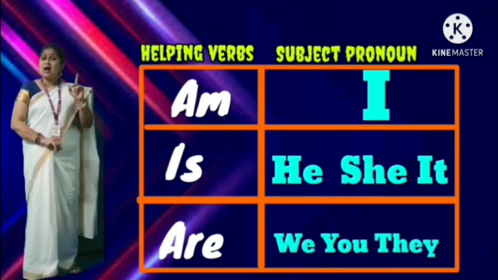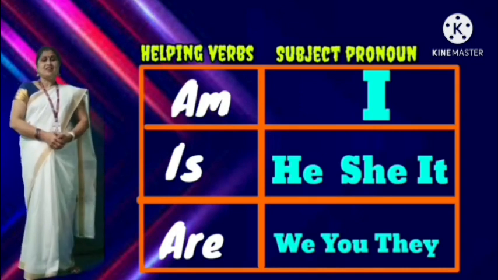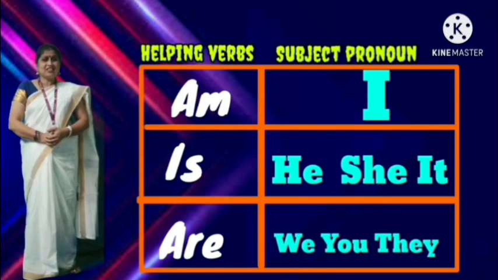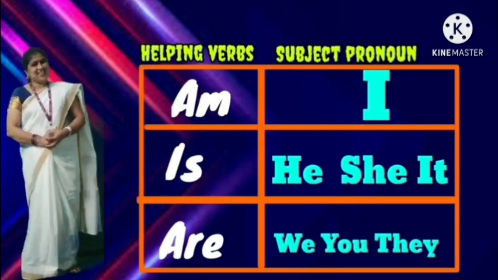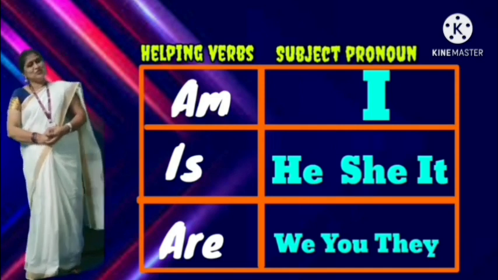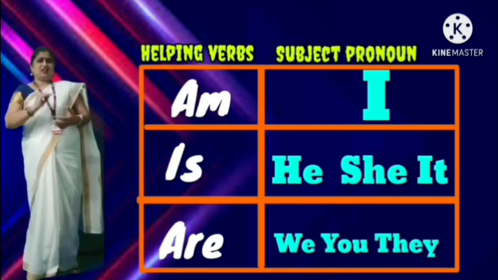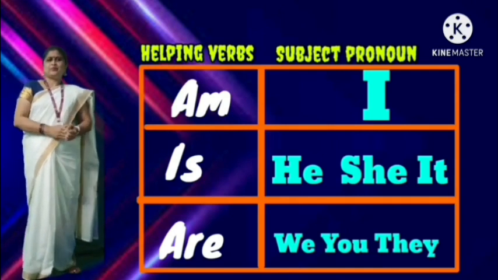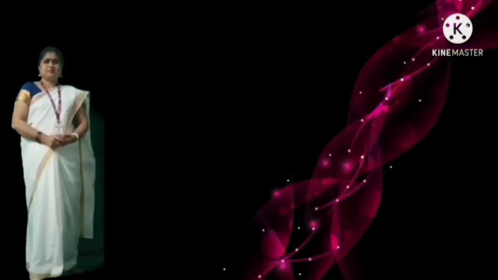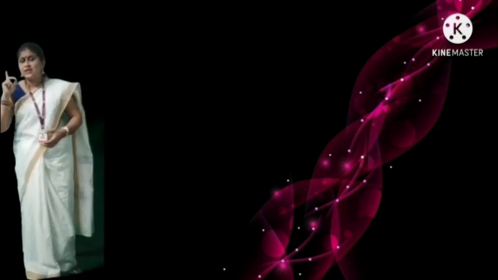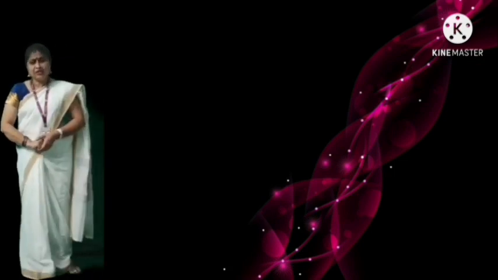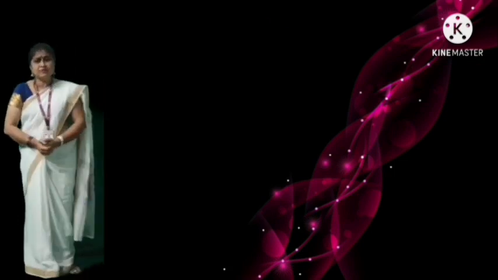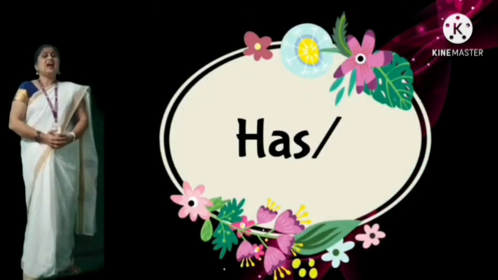Okay, children. So am is used with I. Is used with he, she, it. Are is used with you, we, they. Okay, children. Are is used with we, you, they. Okay, children. Very good. Dear children, like those helping verbs, am, is, are, today I am going to teach you another set of helping verbs, that is has and have.